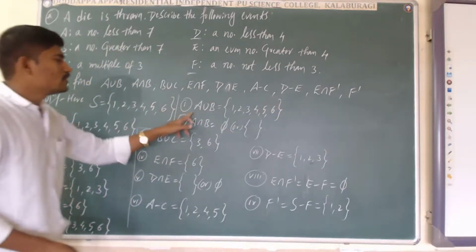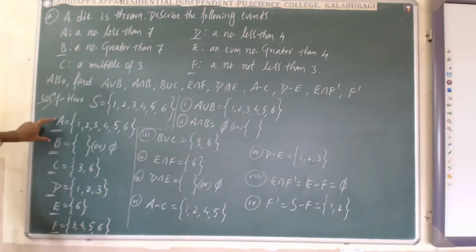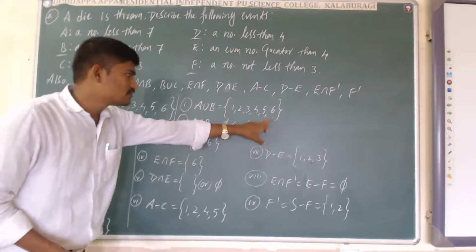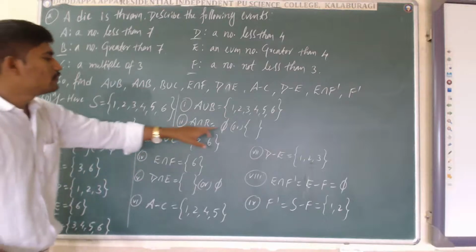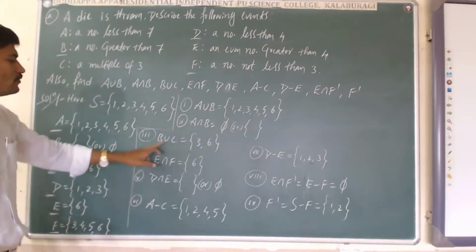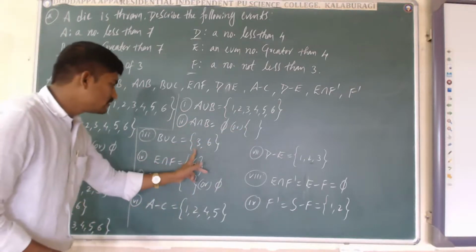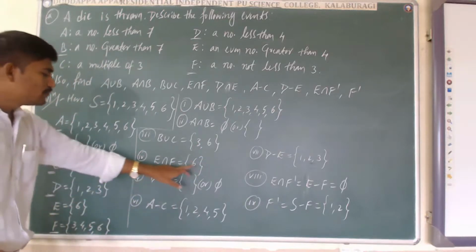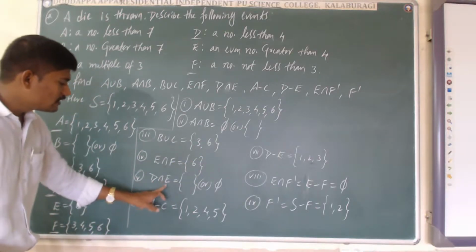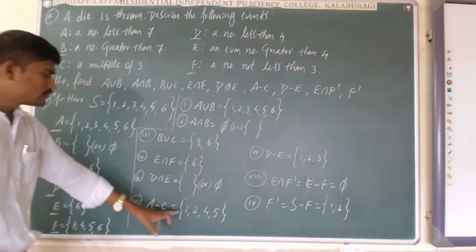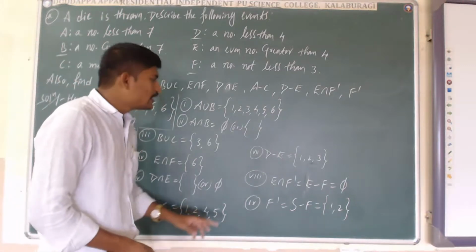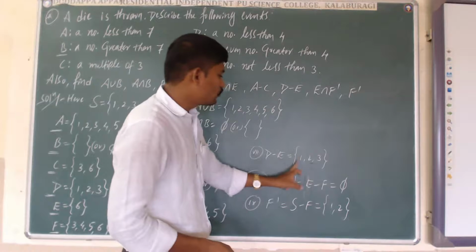Okay. A union B means the union of these two events, then you get the result 1 to 6. A intersection B means you will get the empty set. B union C means you will get the two elements, 3, 6. E intersection F means 6. D intersection E means the empty set. A minus C means 1, 2, 4, 5. And the next, D minus E means 1, 2, 3.